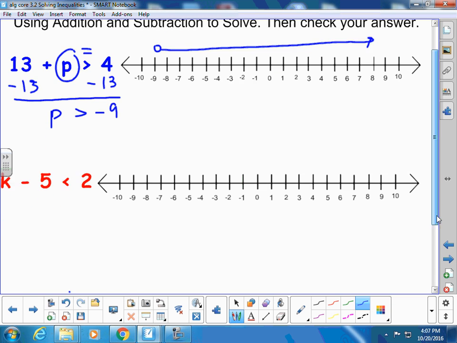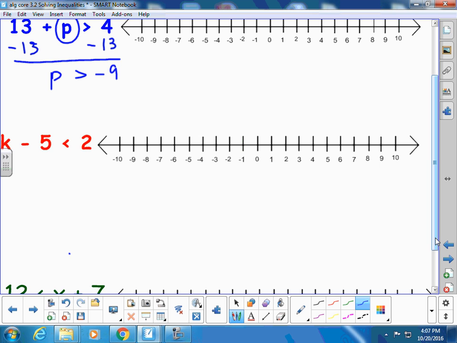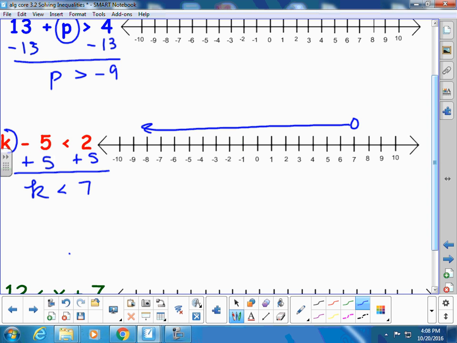The next one, k minus 5 is less than 2. Again, we just leave the k right where it is, and then we move things away from it. So now we have k is less than 2 plus 5, which is 7. So open circle again on 7, and things that are less than 7 point to the left.